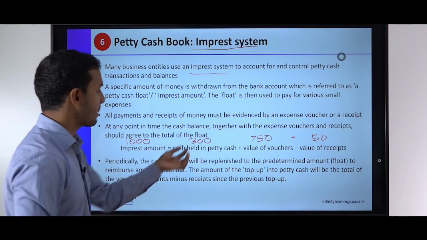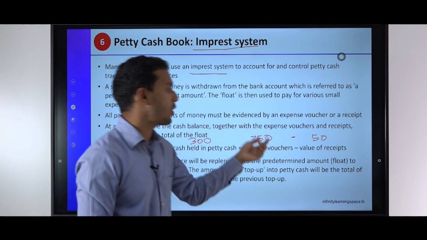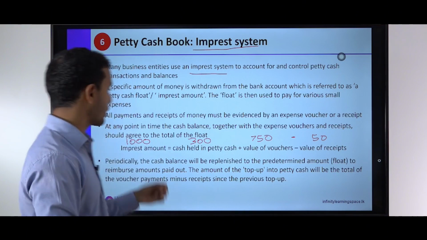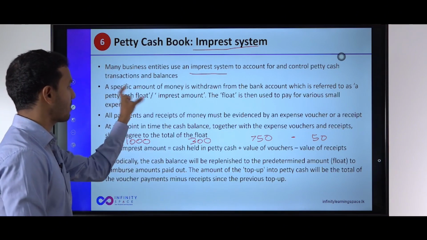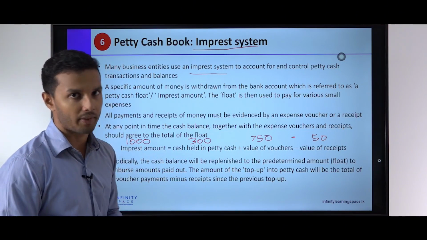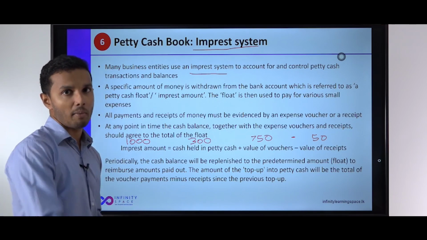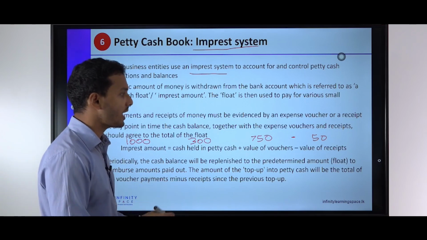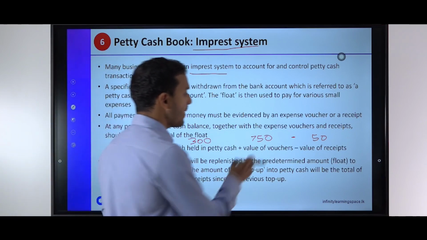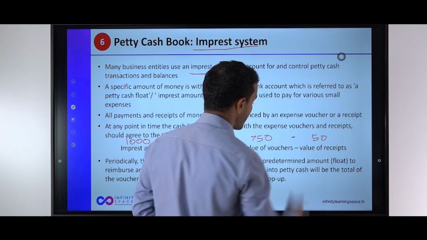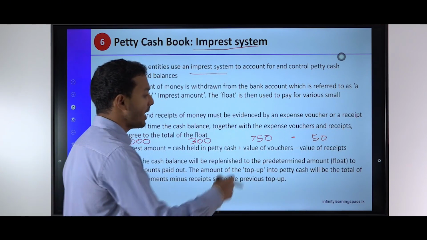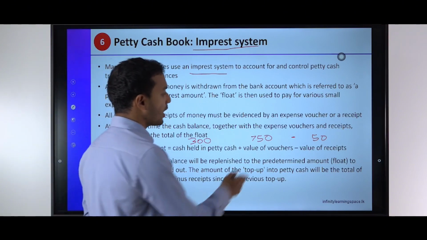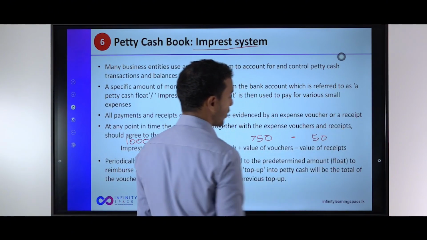At any point, the amount of money the petty cashier has plus the value of the vouchers he has issued minus the value of the receipts should be equal to the imprest amount, the specific amount of money given to him at the beginning of the month. Then at the end of the month, the petty cashier will be given again a sum of money by the main cashier equal to the value of the vouchers minus the value of the receipts.